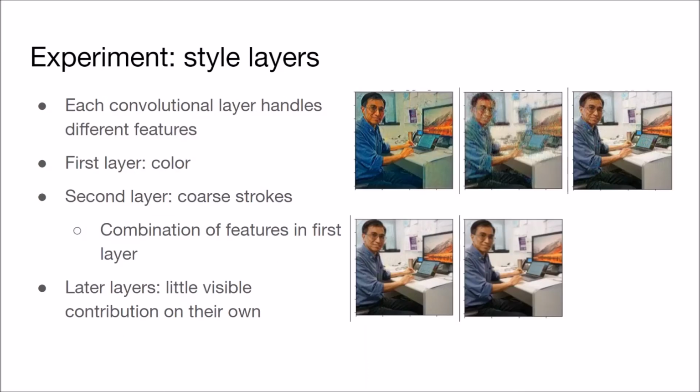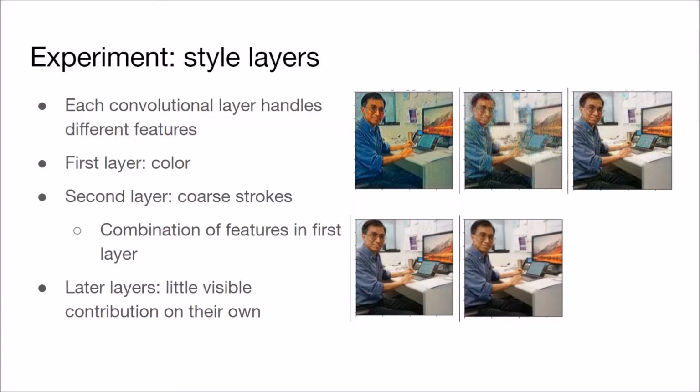On the right are the output images generated by using the first convolutional layer, the second, the third, the fourth, and the fifth, respectively. As you can see, this confirms that each style layer, each convolutional layer, is responsible for different types of features. The first one is mostly responsible for the color, the second captures the coarse brushstrokes, etc. This reflects the nature of AlexNet and typical convolutional neural networks in general.